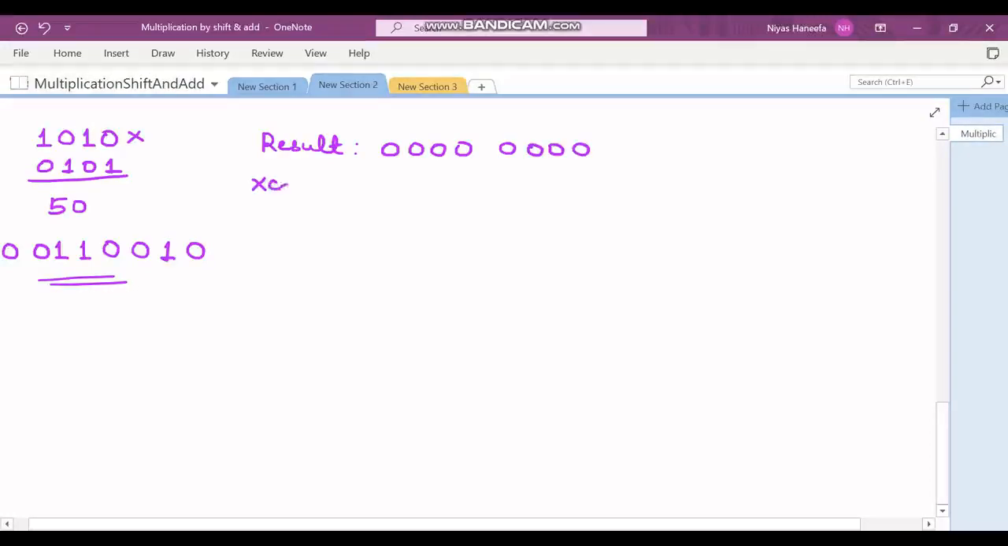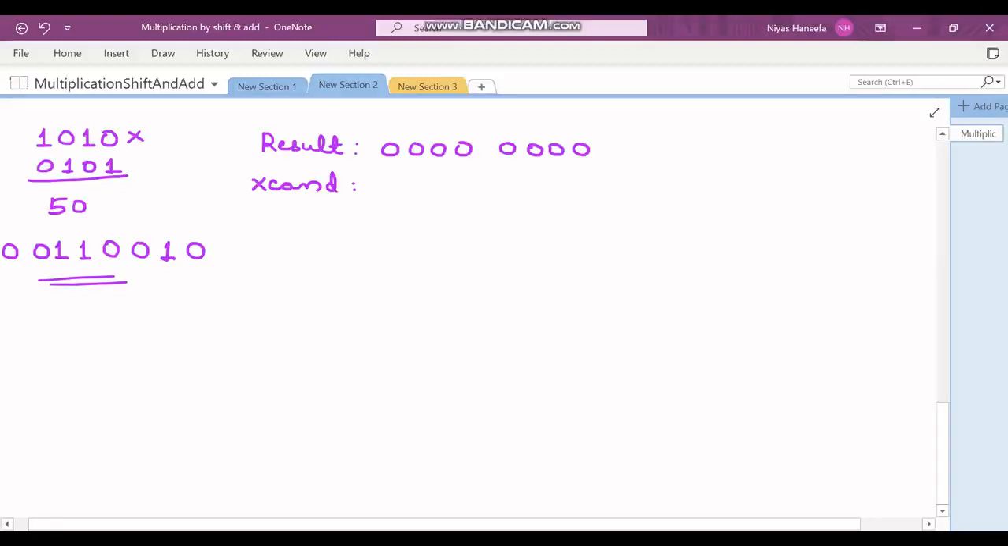Then we have the multiplicand. The multiplicand will also be shifting 1 bit to the left. It doesn't depend on the multiplier bit, but after taking each multiplier bit, we will shift the multiplicand 1 bit to the left. So if the size of the multiplier is 4 bits, after doing the operation 4 times, the multiplicand will be shifted by 4 bits to the left.